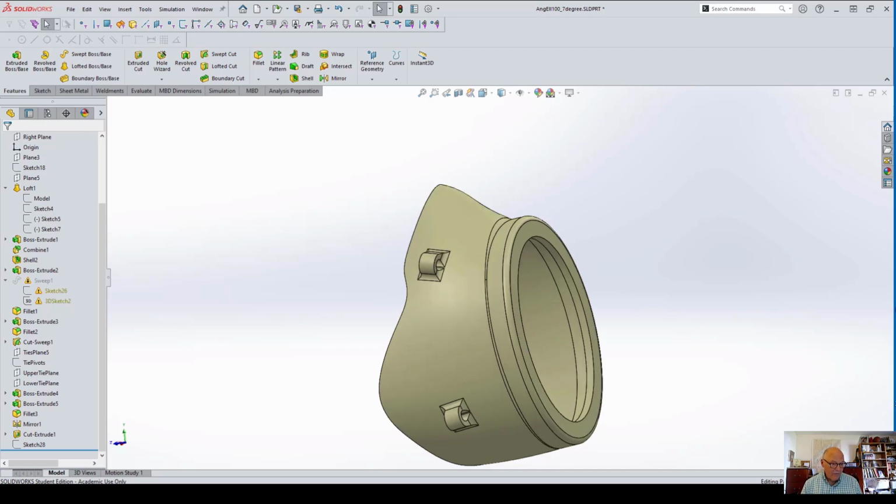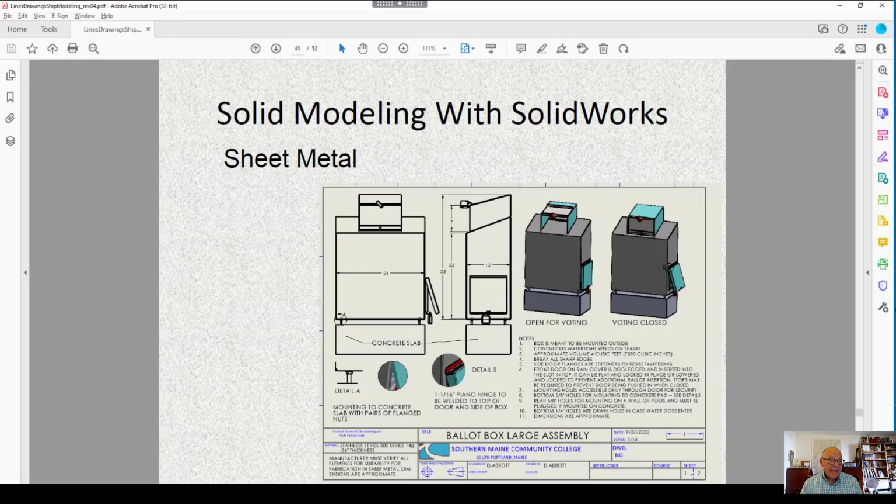Now the other thing I wanted to show you, again, I'm just showing this to you. I'm not expecting you to do that. But the other thing I wanted to show you is this. Now this is a full-blown project.